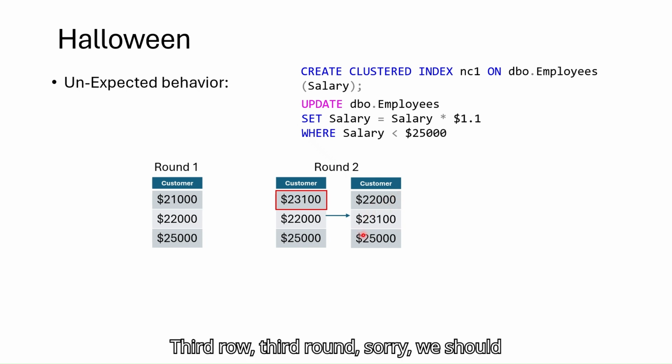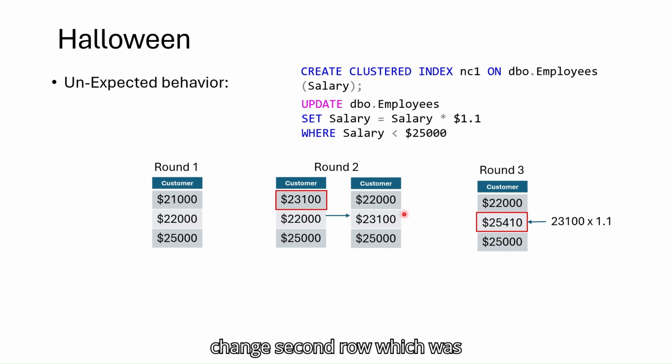In the third round, we should change the second row, which was 22,000 before, right? And due to resorting, 23,100 is the second row. As a result, we mistakenly increase the same value again. This is called the Halloween problem. Why do we call it the Halloween problem? Because this was discovered on Halloween day, as far as I know.